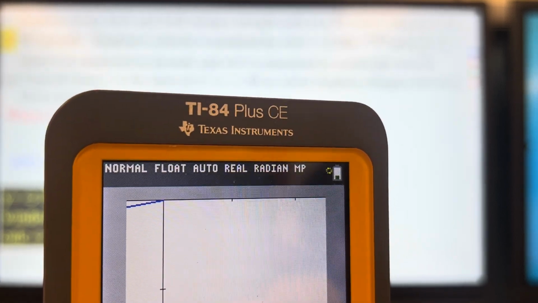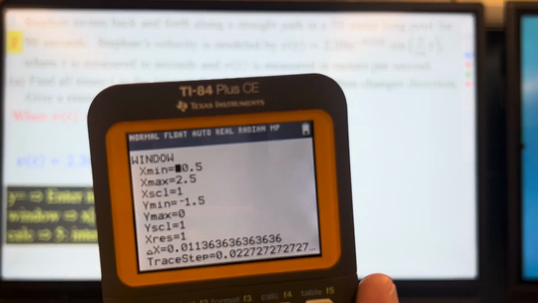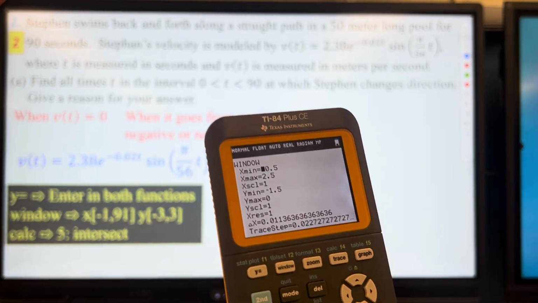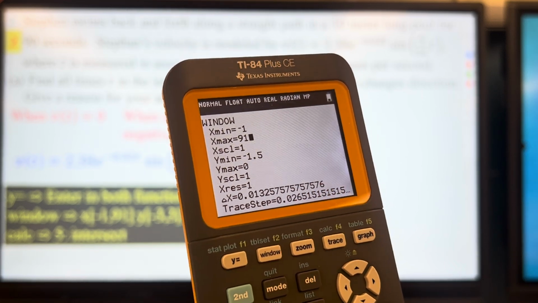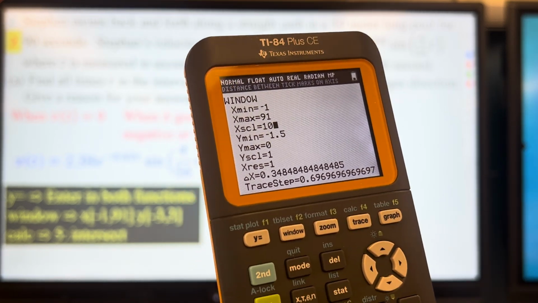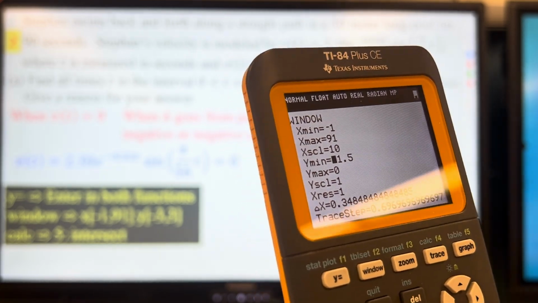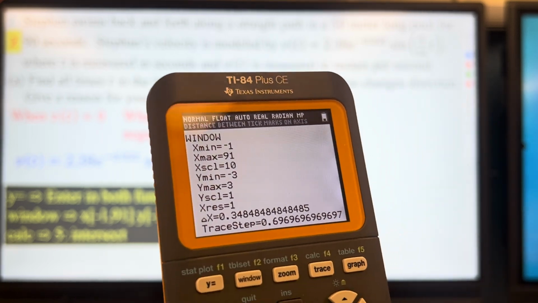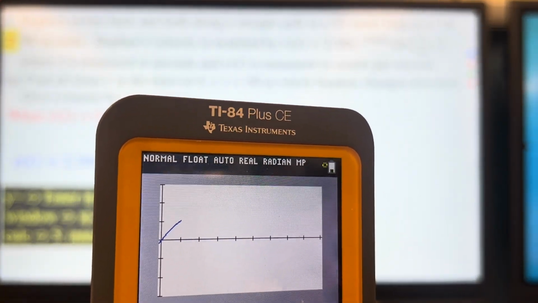Now, since the t time interval is from 0 to 90, when I hit my window, here's my window button, my x minimum is going to be -1, and my maximum is going to be 91. I like to just go a little bit more. I make my scale like 10, make it a little big. My y minimum, I want this around 0, so I'm just going to go from -3 to 3. Okay, so as long as that's around 0, I'm good. And I hit graph, and I see what my graph looks like.